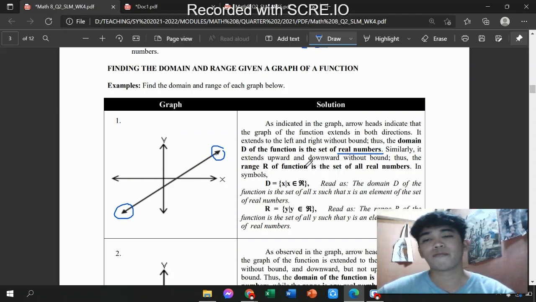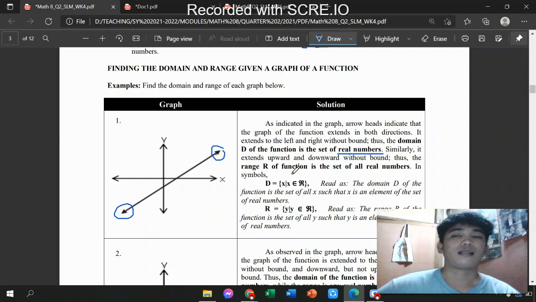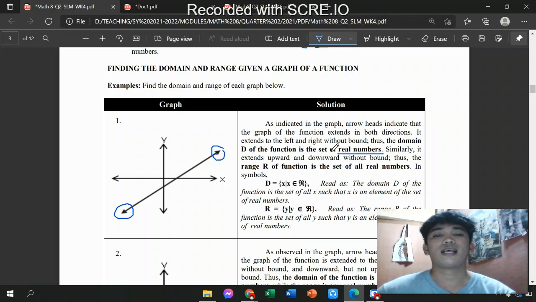The whole numbers, integers, decimals, fractions, those are real numbers. So meaning tanang real numbers pwede na to i-substitute sa atong x. That is our domain.